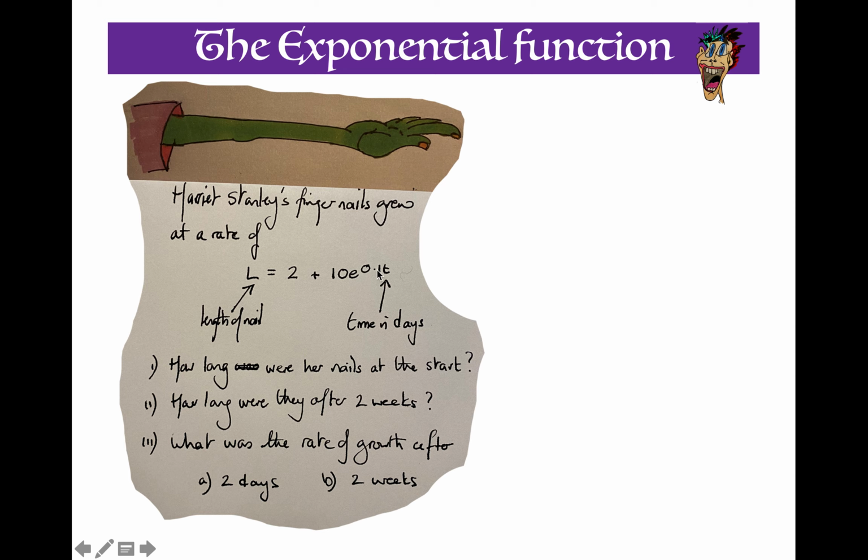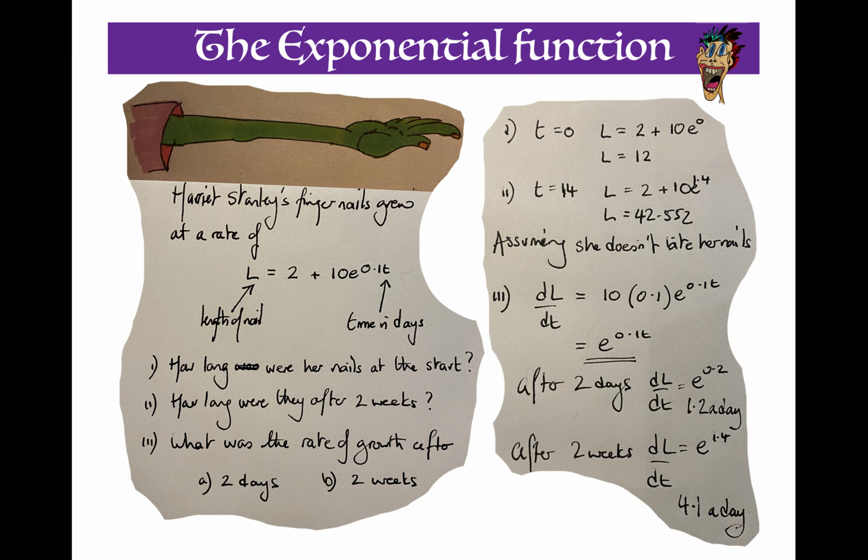Here's an example. Harriet Stanley's fingernails grew at a rate of, and here's the formula. You can see it's an exponential growth. So L represents the length of the nail, and T represents time in days. So how long were her nails at the start? How long were they after 2 weeks? And what was the rate of growth after 2 days and after 2 weeks? I'm going to answer these in a minute, but you may want to pause. And now let's go through and see what the answers are.